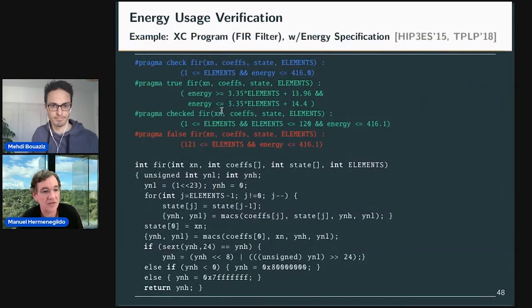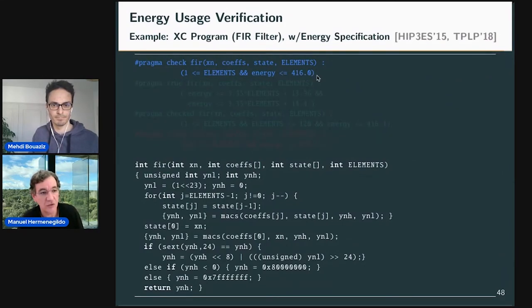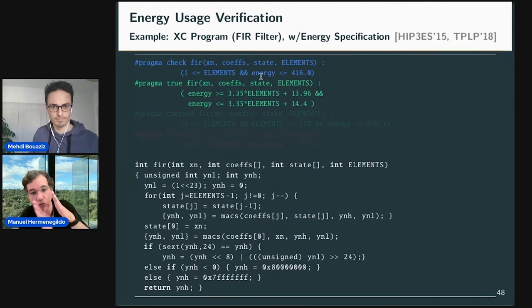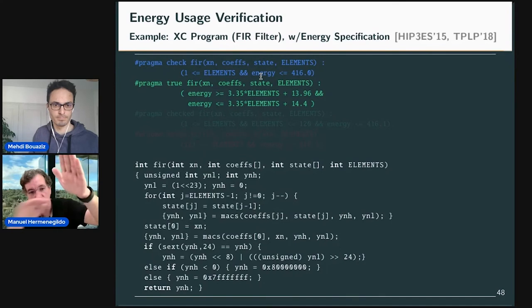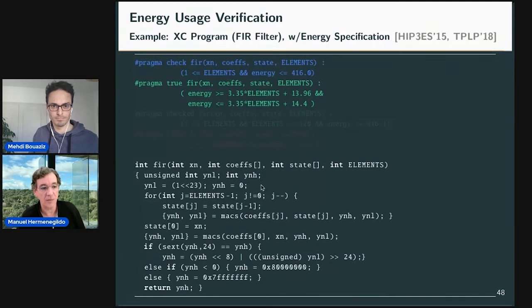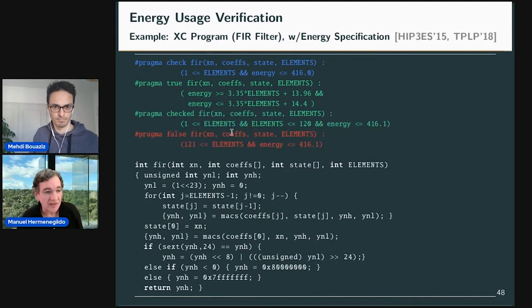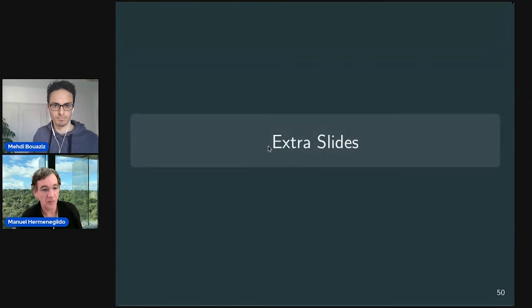So if we go back to this example that I used in the talk for my pragma, say I want the energy to be less than 416. Here the specification is just a straight line, it's very simple, no? So we ended up with some inference, which is two lines. These are two lines that are crossed by the specification line, which are two straight lines in this case. But what is the upper bound? Remember, it's because of the if-then-else here that we get a band. And that is why we get that from 1 to 120 elements, we verify, and from 121 elements on, we are false. We're in one of these regions here.